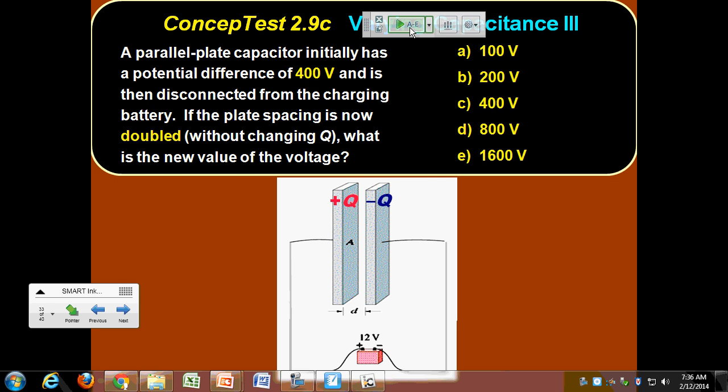All right, this one's a little bit different. Here you disconnect it from the battery, so the voltage is no longer staying constant. We had a similar question to this earlier.